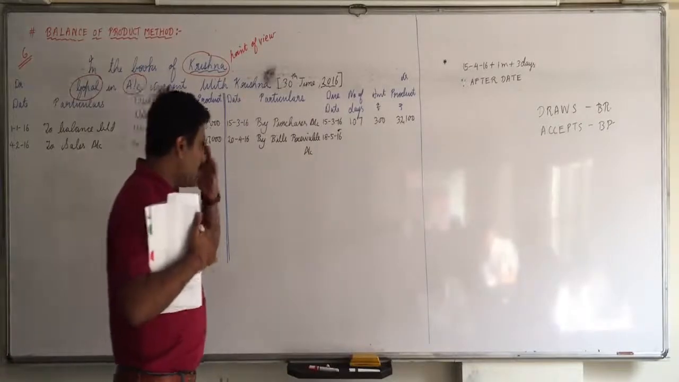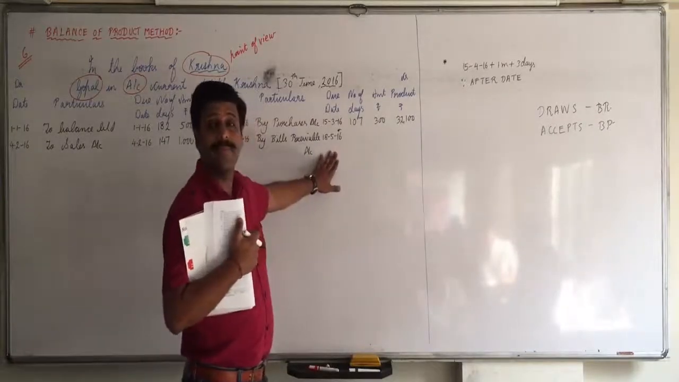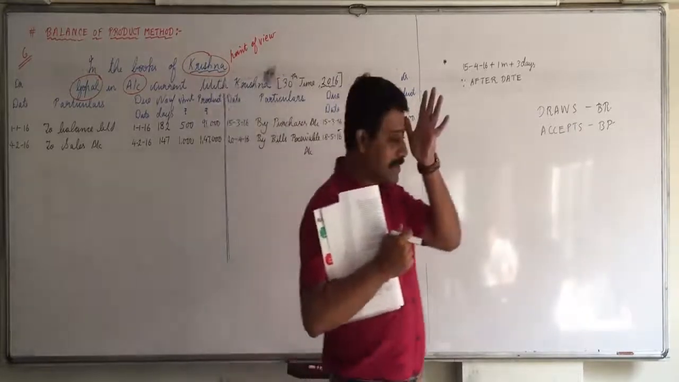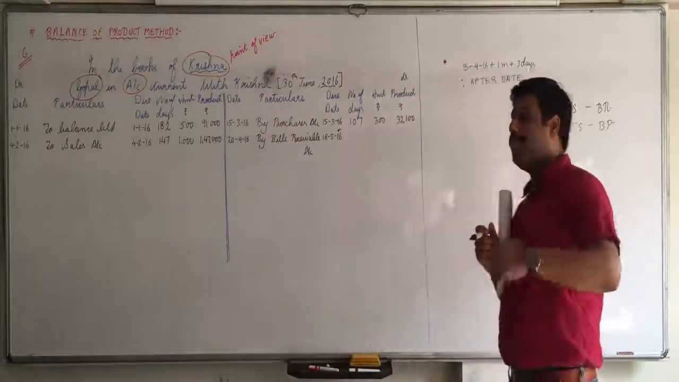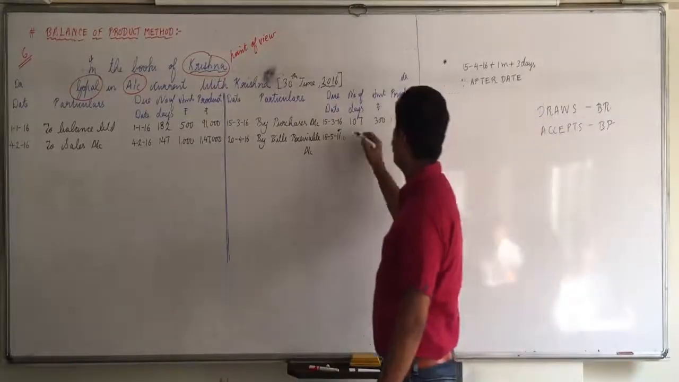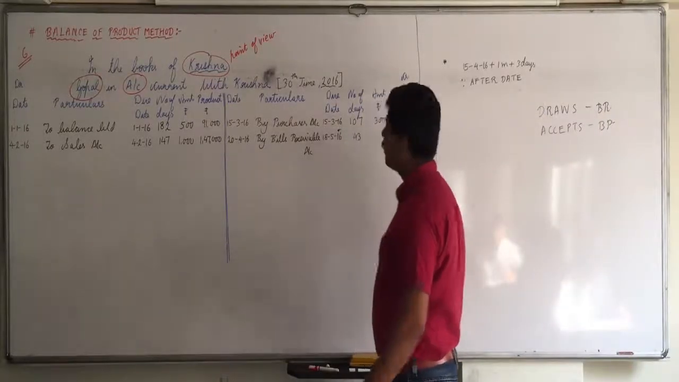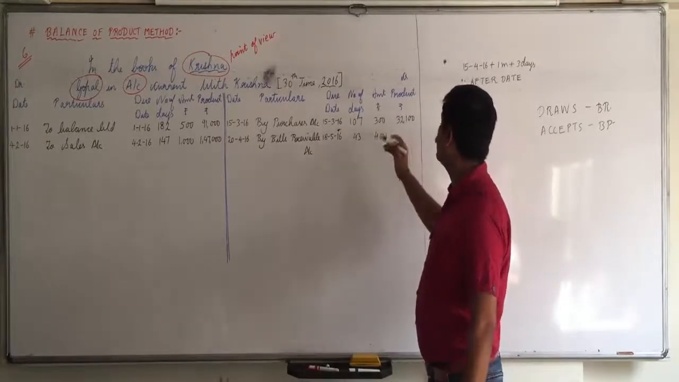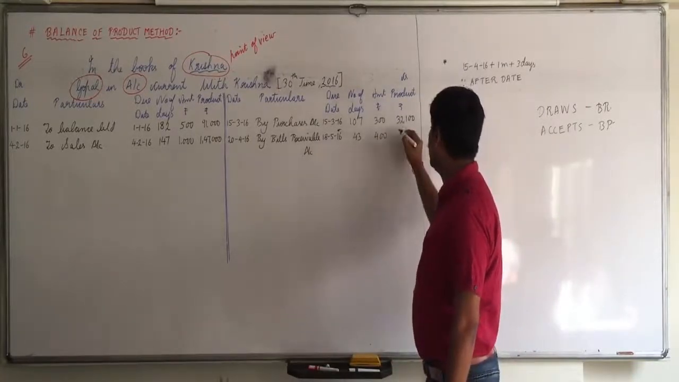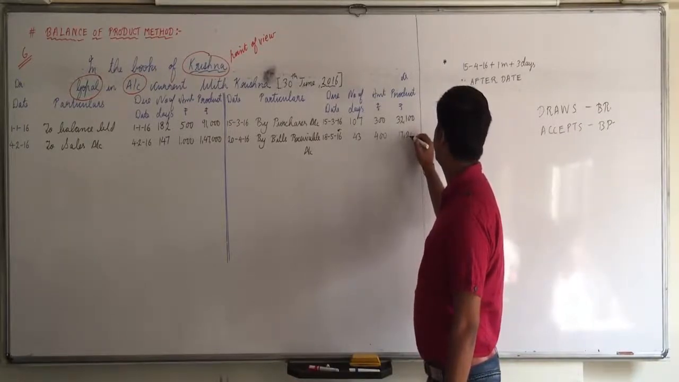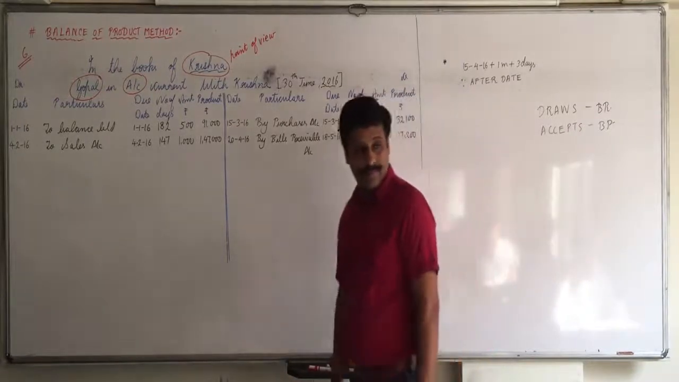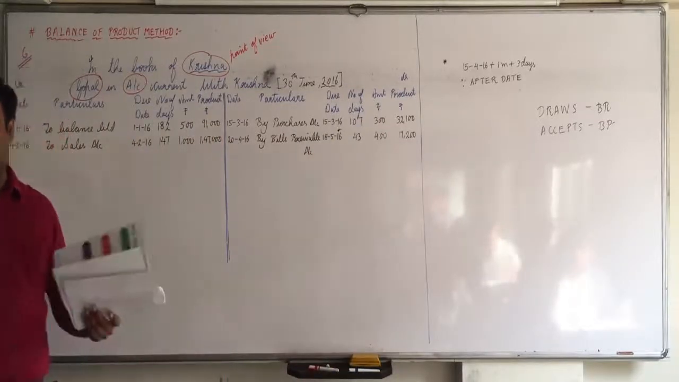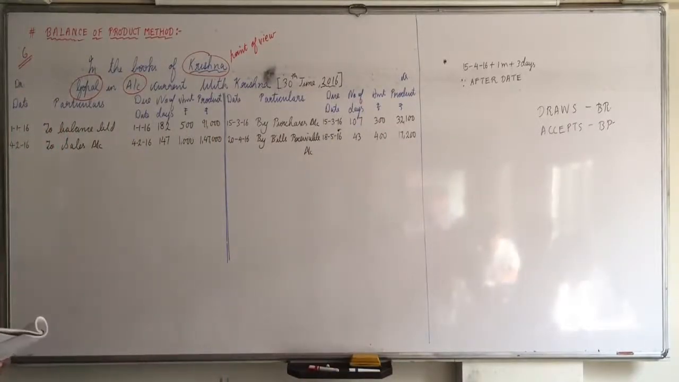No, sir. Now May has how many days? 31. Do 31 minus 18, that is 13 days of May, plus 30 days of June, 43. Amount is 400 into 43, 17,200. Did you understand this? Anyone having any doubt in it?